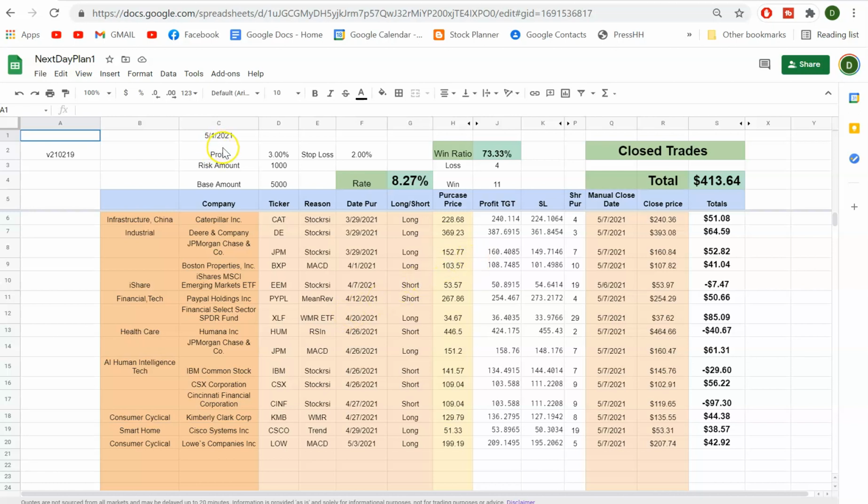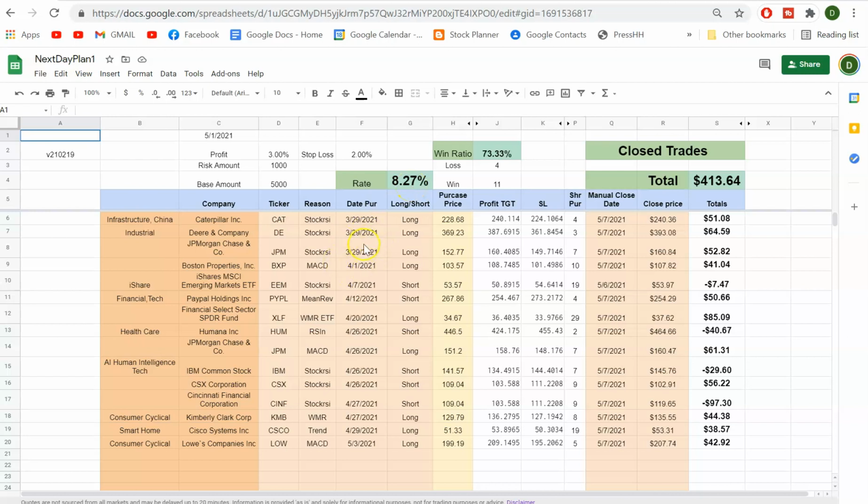This is about May 9th. $400 on a small account. Not bad. We've got 11 wins and 4 losses, a win rate of 73% and a return on the $5,000 of about 8.2% in about 9 days.